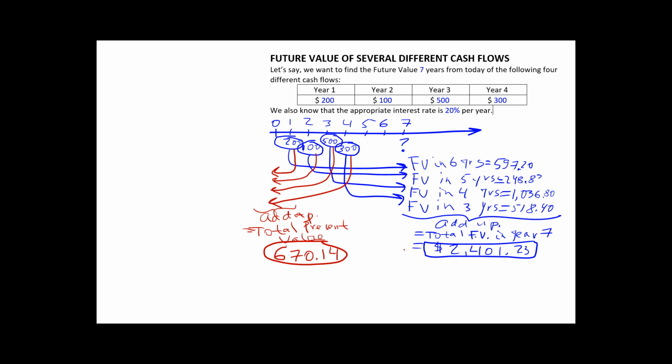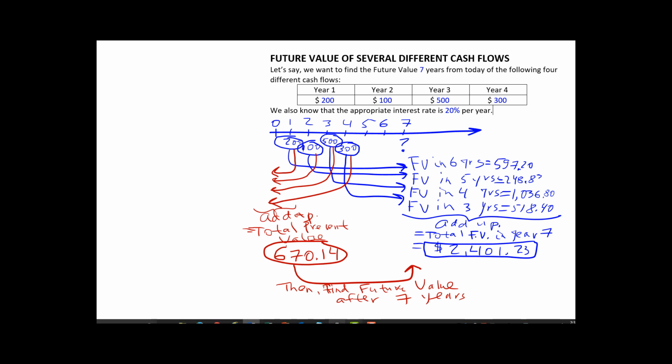Clearly, this is not the same thing as the future value of our 4 cash flows that we found earlier, and it should not be equal to that. What we need to do next is find the future value of this number after 7 years.